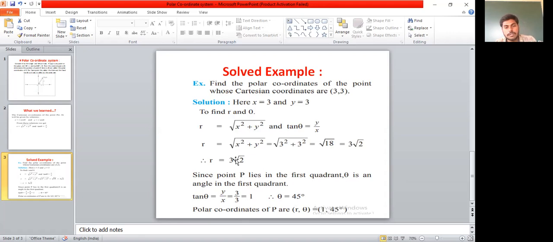So what have we got? We have got r equals 3 square root 2 and theta equals 45 degrees. And we know that r and theta are the polar coordinates of point P. Hence, the polar coordinates of point P are (r, theta) equals (3 square root 2, 45 degrees). Okay, so now we have seen how we can find polar coordinates with the help of Cartesian coordinates, and also how we can find Cartesian coordinates with the help of polar coordinates. Thank you.